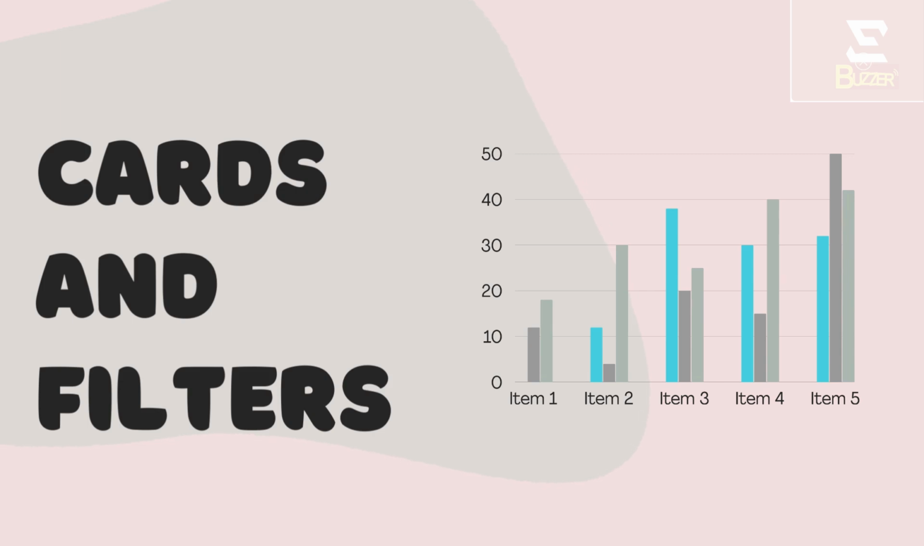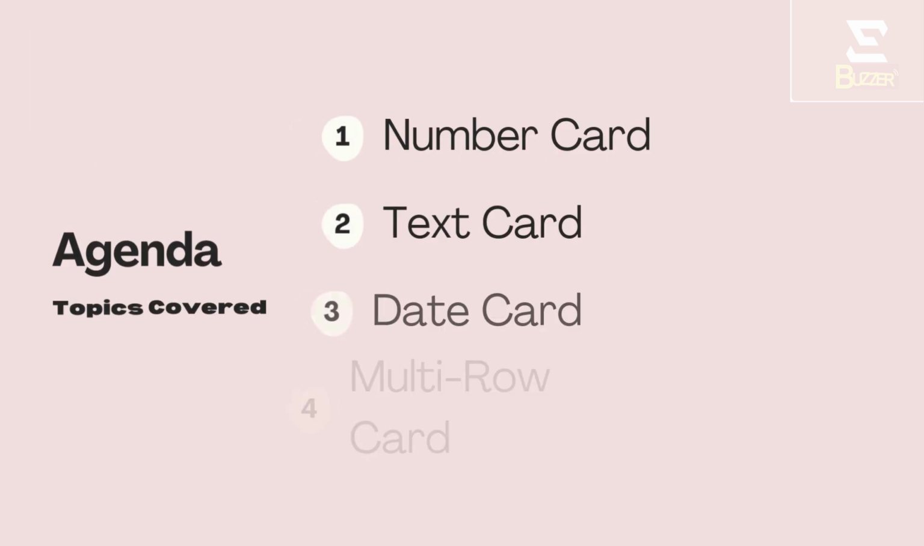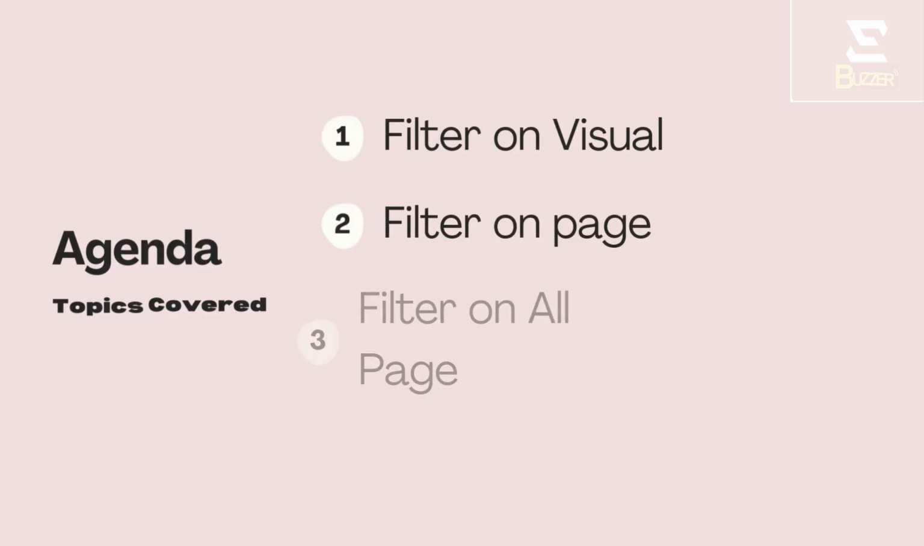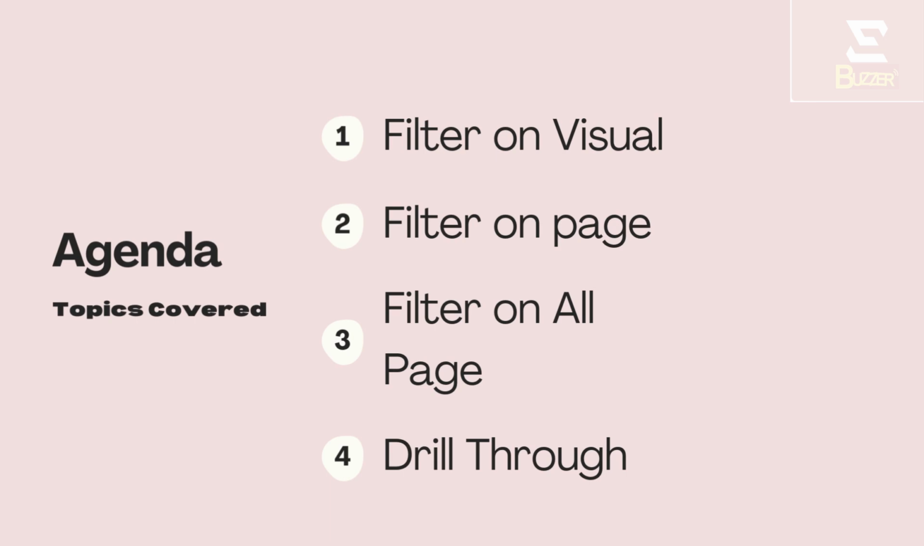Now, what are the cards and filters? They are very important indicators. Cards are nothing but indicators giving you only the values. So it can be text, it can be date or numbers. And also we will see how to work on different filters. So in this session, I can show you here number card, text card, date card, multi-row card. Later on, along with that, side by side, we will see how to work on these filters option.